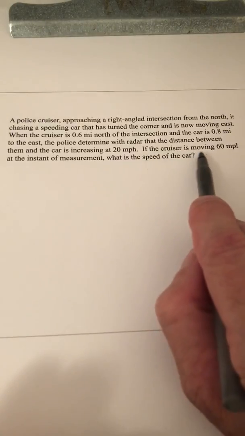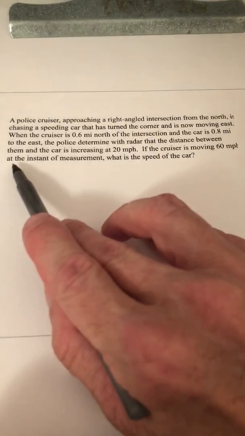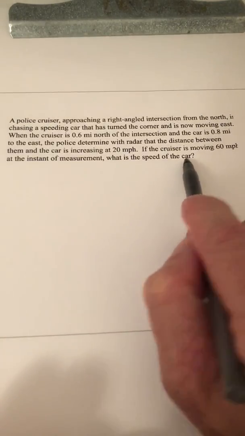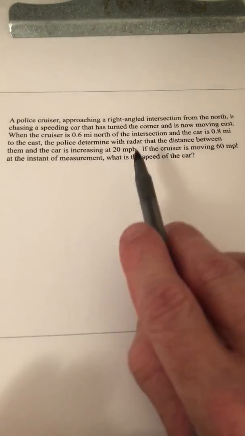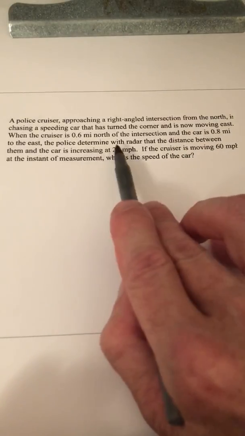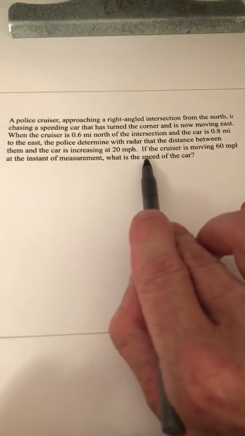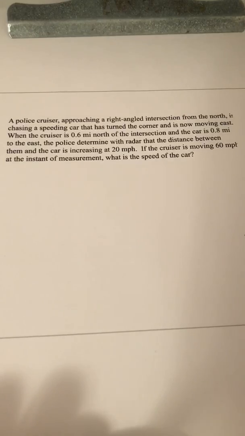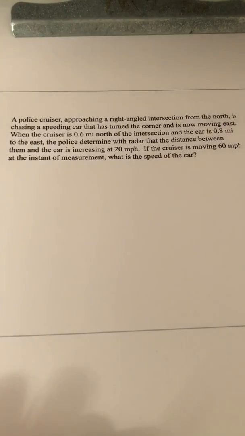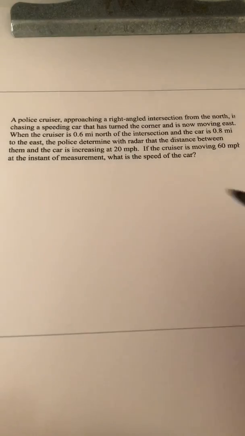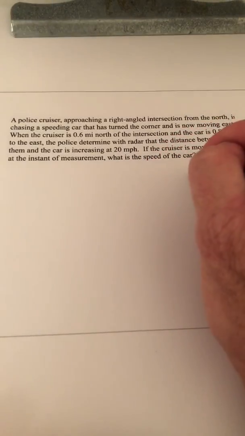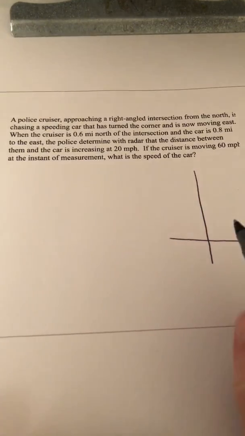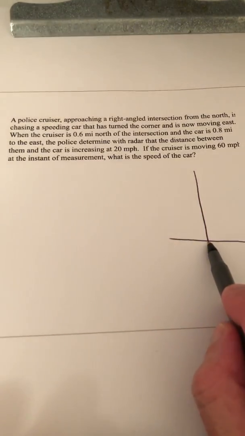If the cruiser is moving 60 miles per hour at the instant of measurement, what is the speed of the car? So in other words, we're asked, at this instant, how fast are the bad guys running away? So in any physics or engineering problem, really what you need to do is draw a coordinate system. So luckily what we have is a right-angled intersection.